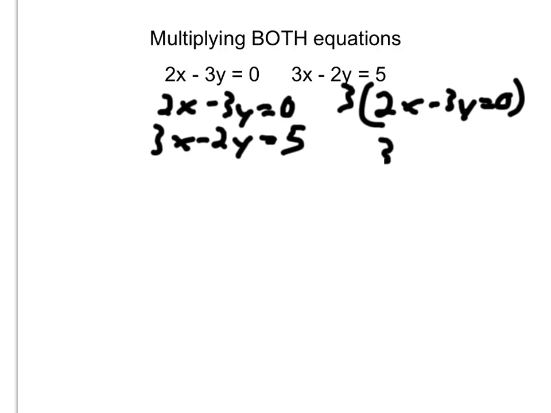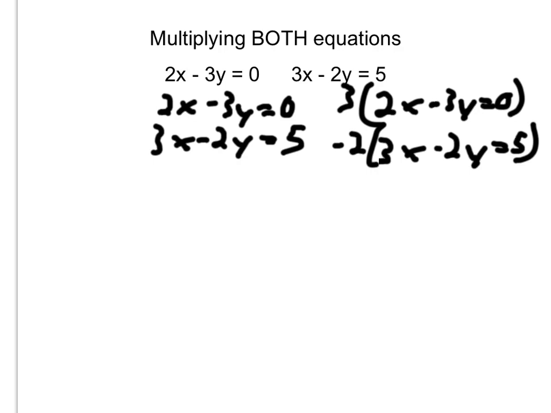And the bottom equation, I'm going to have to multiply. Now again, I need to make them opposite coefficients, so I need to figure out how to get negative 6x out of this. It means this one's going to be positive 6x. So I need to multiply this whole equation by negative 2.